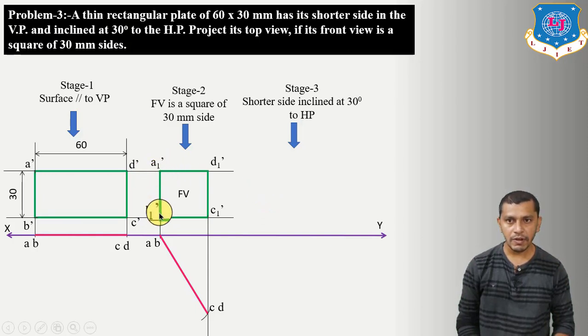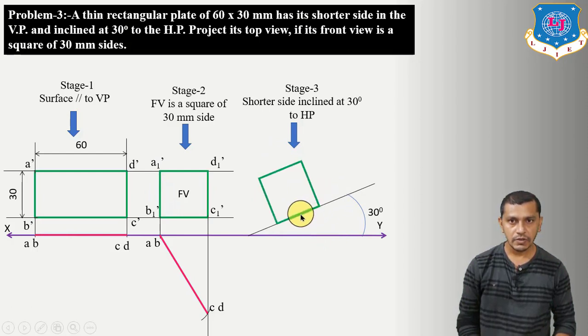So now take A1 dash, B1 dash, inclined at an angle of 30 degrees, and redraw this figure over here. So this will be A1 dash, B1 dash, C1 dash and D1 dash. We have to give the numbering in the anti-clockwise direction starting from here. Now this will be our front view again, but inclined at an angle of 30 degrees.